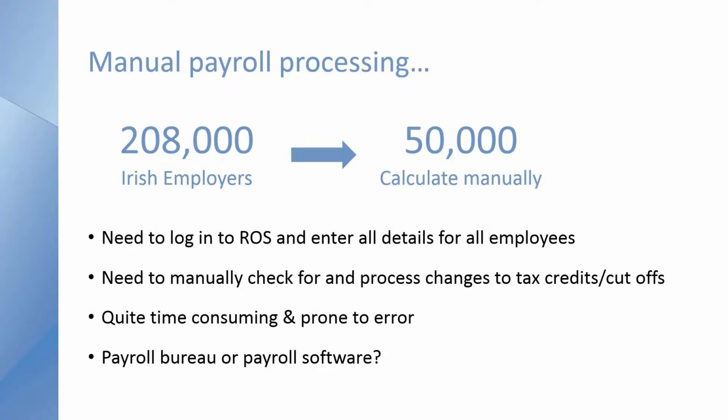Another thing they have to do each week or each month is they'll have to religiously log into ROS to get details of tax credits and cutoff points. And again, this will be a very manual process and prone to error. So for these employers, for their sanity alone, never mind the huge time savings, it should become apparent that they should either be using the services of a payroll bureau, such as yourselves, or that they should be using payroll software. To quantify it somewhat, doing it manually could take 2 or 3 hours a week. The payroll software costs less than €3 per week.